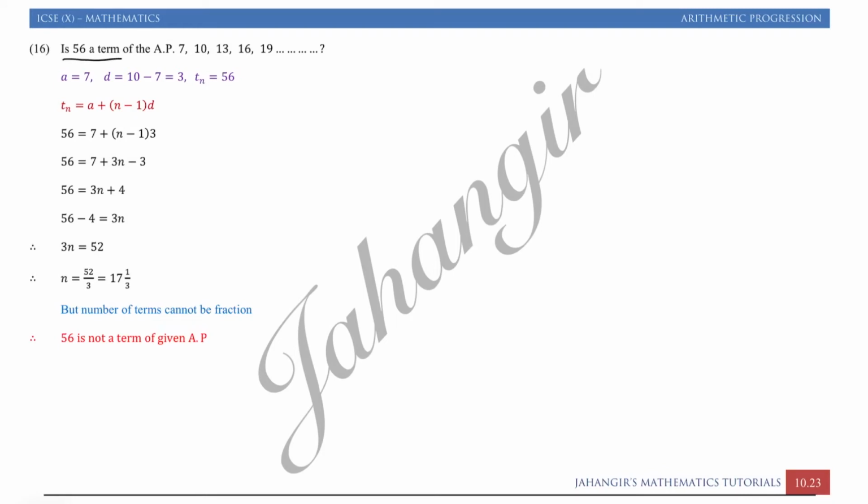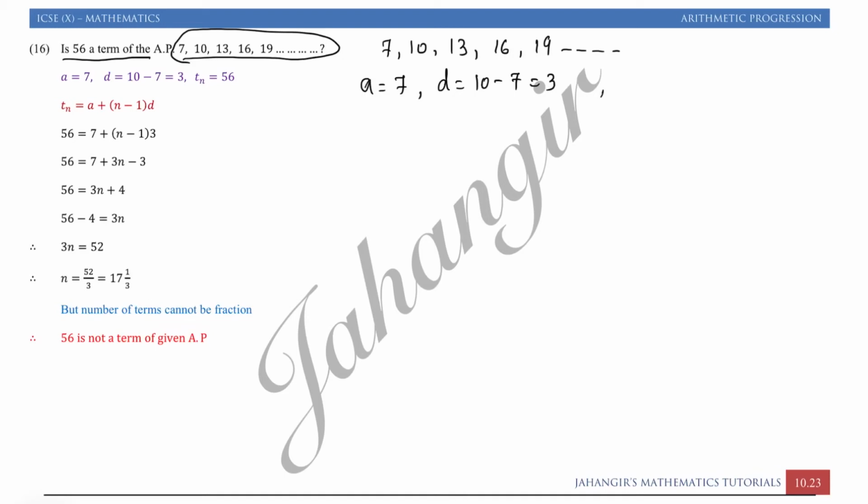Question number 16. Is 56 a term of an AP? You have to say is 56 the term of that AP or not. So first let us write sequence. So A is, in this case A is 7, D is 10 minus 7, which is equal to 3. So here in this case we will consider Tn as 56 and we will find the value of n. N should always be a positive integer. N cannot be in fraction or decimal. Number of terms is a countable thing. If you are counting something, it cannot be in decimal.